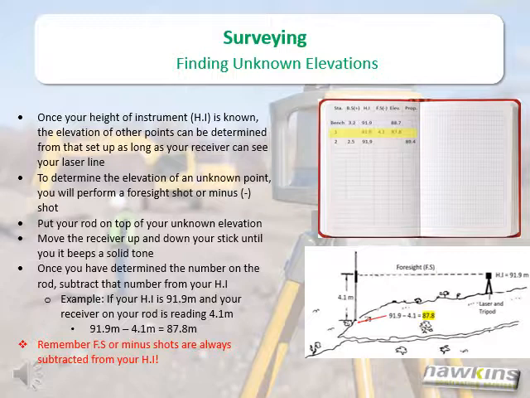Example, if your HI is 91.9 meters and your receiver on your rod is reading 4.1 meters, you would do 91.9 minus 4.1, which would give you 87.8 meters.